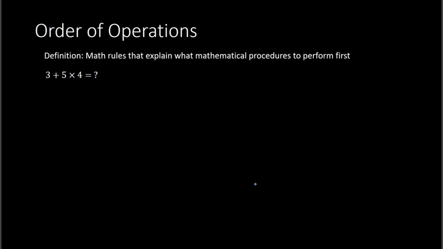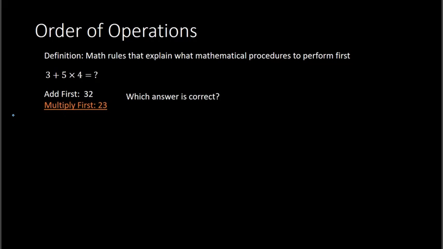So for example, if we had 3 plus 5 times 4, how do we know if we should add first or multiply first? If we were to add first, 3 plus 5 would give me 8, then 8 times 4 is 32. If you multiply first, we have 5 times 4, which is 20, and then you add 3, which would give me 23. So the question is, which answer is correct? Well, I'll tell you ahead of time that it's going to be your second answer.